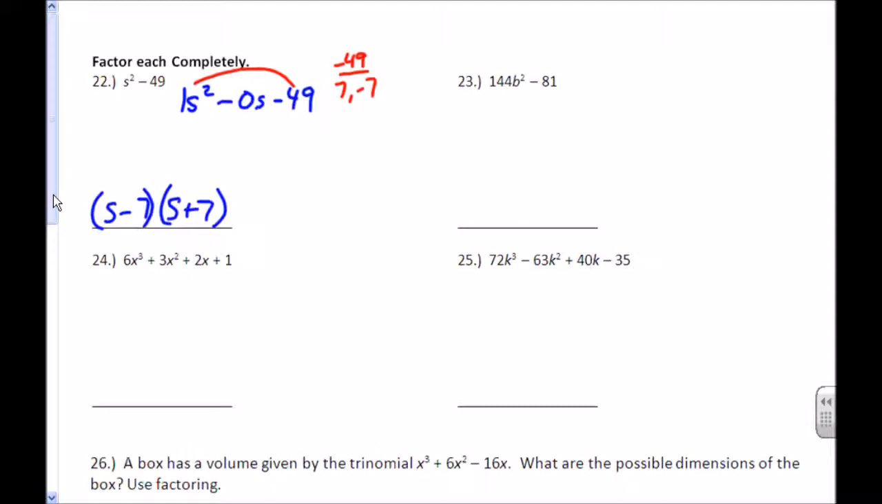In number 23, it really pays to recognize that this is a difference of squares, because for this one, if I put a 0 in the center, I'm going to end up having to split up the middle term and factor by grouping. I can't use my shortcut with the 144. So recognizing that this is a difference of squares tells me that this is going to factor into conjugates. One's a plus and one's a minus. And now I just need to ask myself, what multiplied by itself will give me the 144b squared? And that's going to be a 12b.